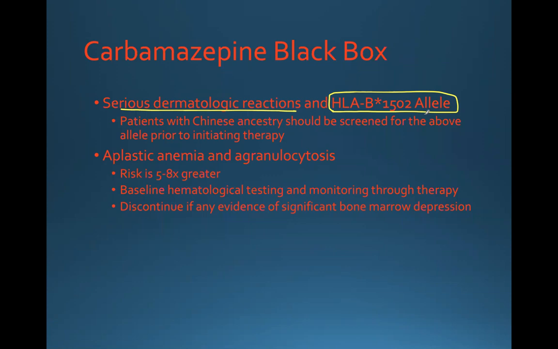So typically with this, we're going to get a metabolic panel, a CBC, probably a thyroid, and body weight will be measured. The other thing is, if we suspect that there's Chinese ancestry, then we would request the allele assessment.